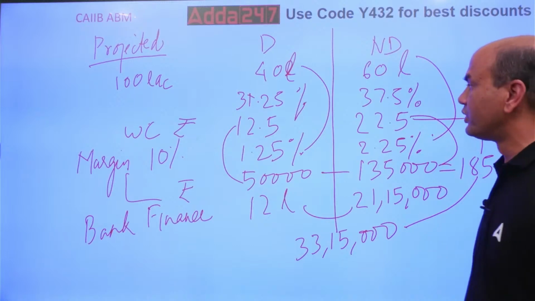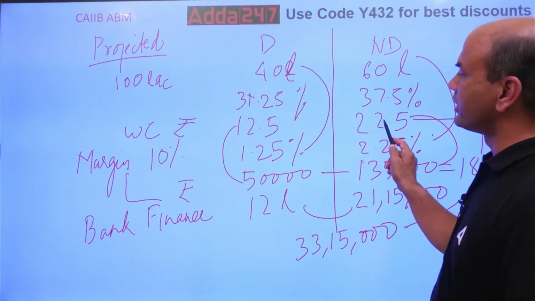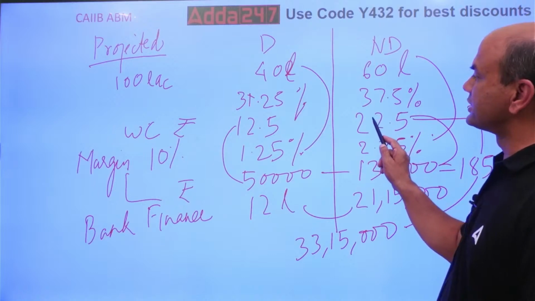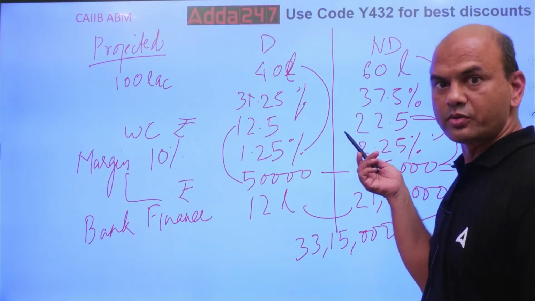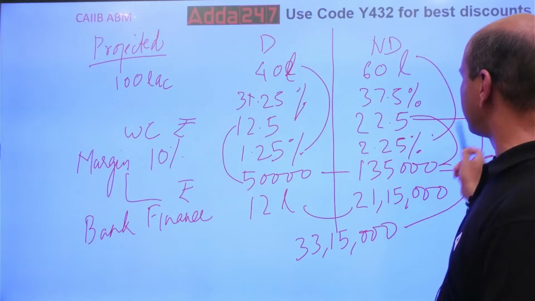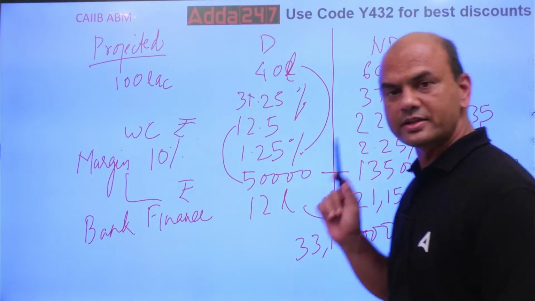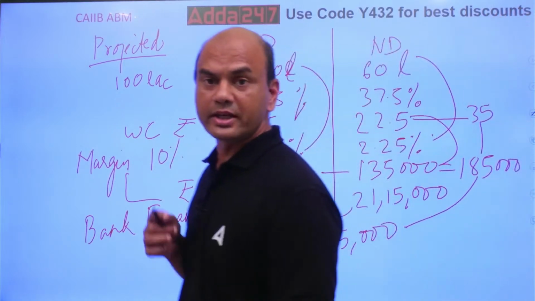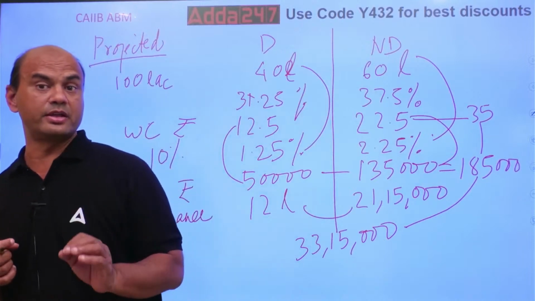Got it? 12.5 plus 22.5, that is 35, yes correct. That's what I was also doubting. So 35 over here and 35 over here, so your answer is right. This is the way the calculations are to be done.